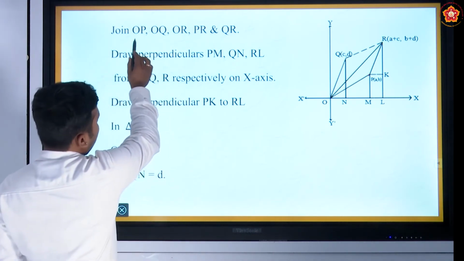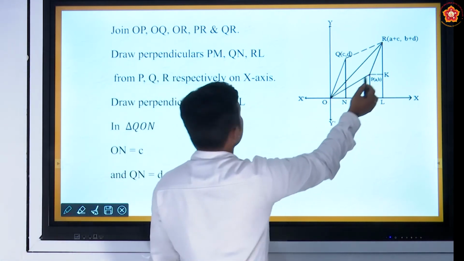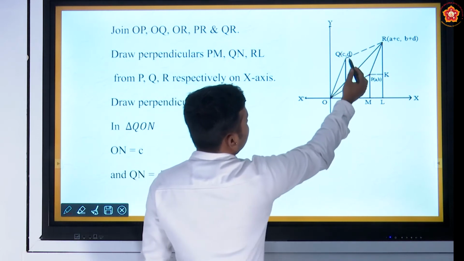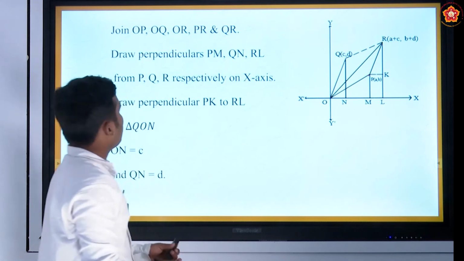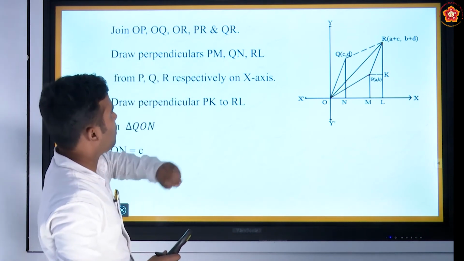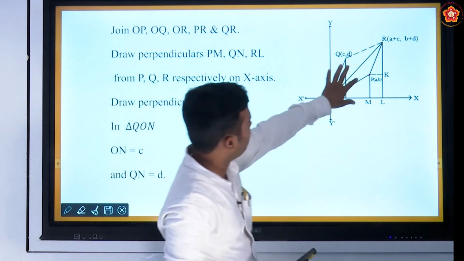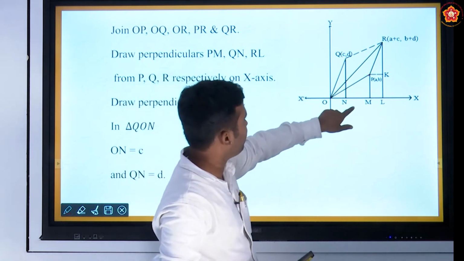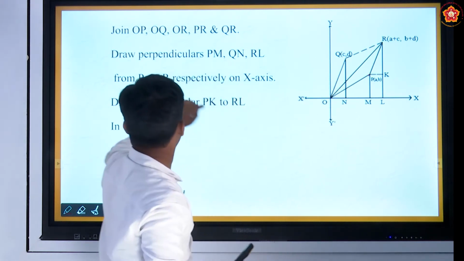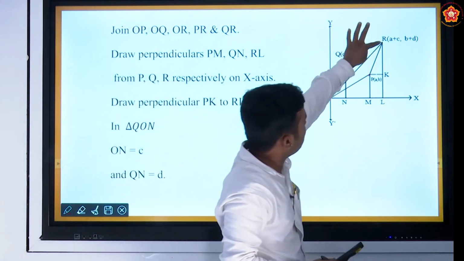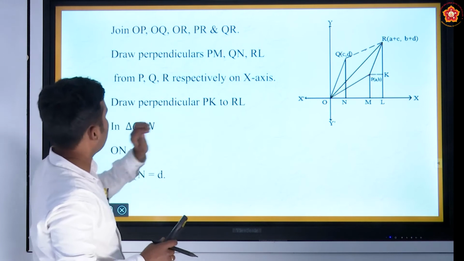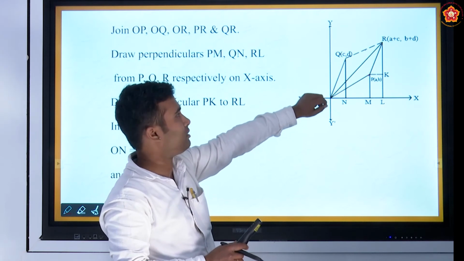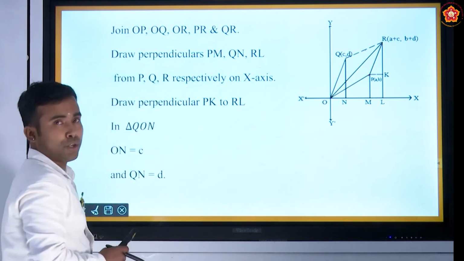And here let us join OP. So we have joined OP as well as OR and QR. So we have to draw perpendiculars. Draw PM, which is a perpendicular to the x-axis, and QN, and RL, from the points P, Q, R respectively on the x-axis. We have drawn the perpendiculars on the x-axis from the respective points P, Q, R.